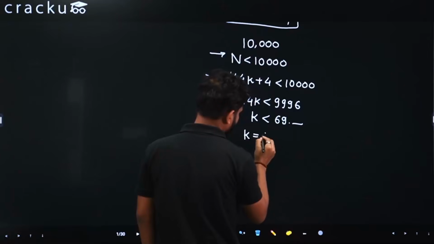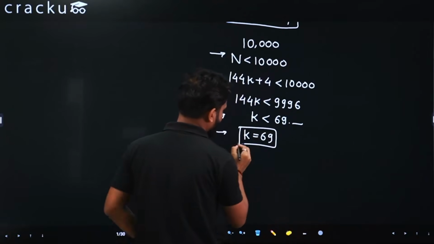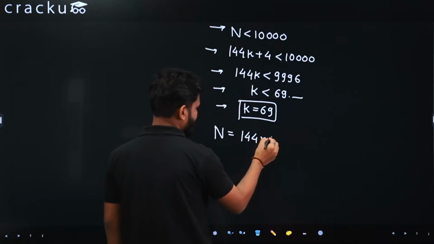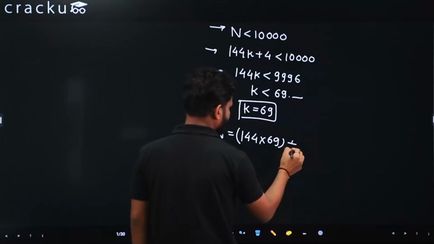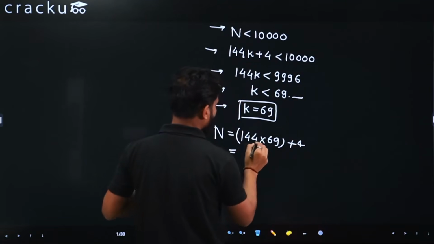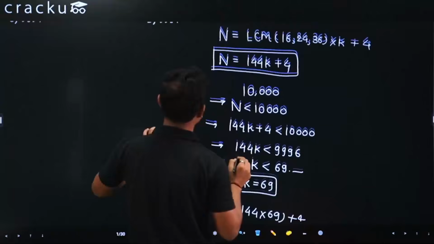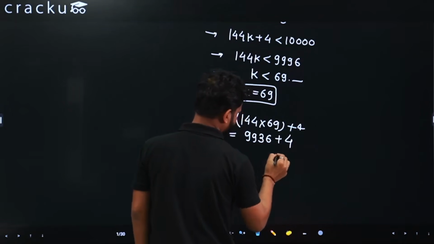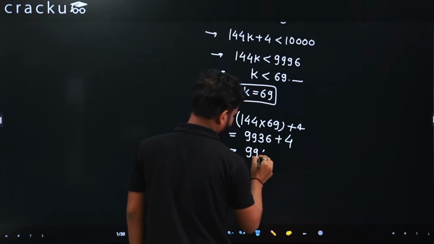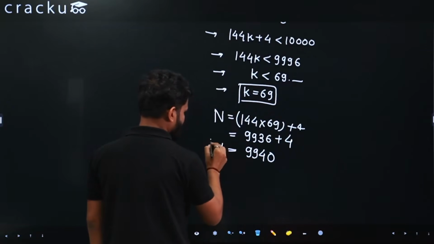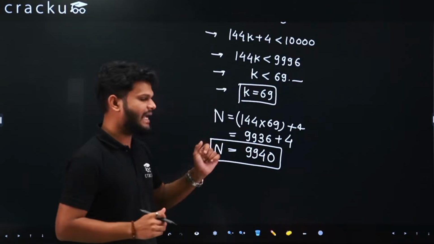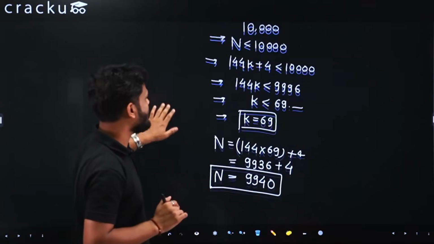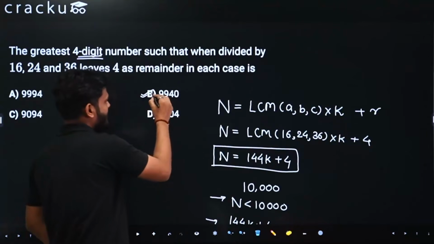It will be 69. So our number will be 144 into 69 plus 4. 144 into 69 gives you 9936, plus 4, which is nothing but 9940. So your number is 9940. If you divide 9940 by 16, 24 or 36, in each case you will get remainder 4. So the answer to this question is option B, which is 9940.